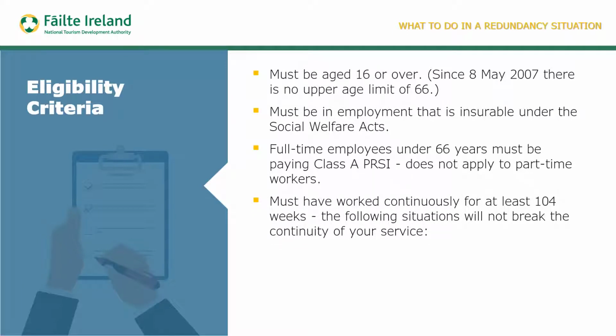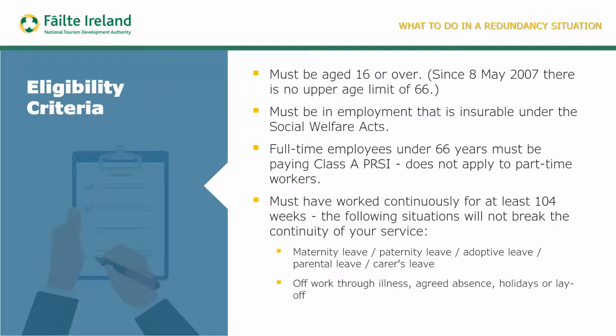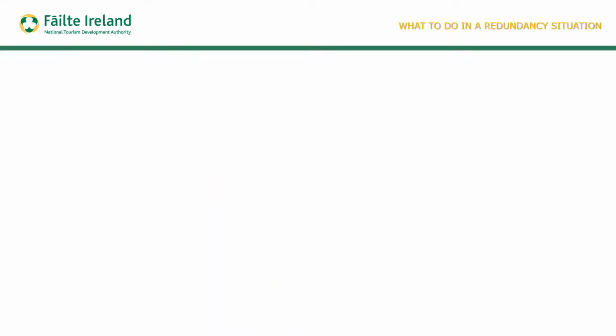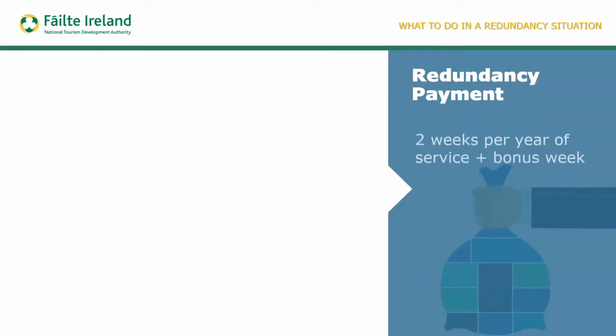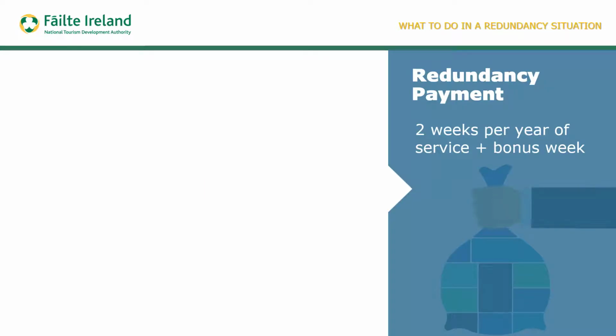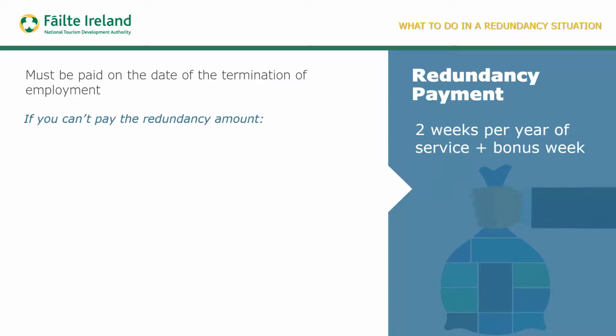And in deciding whether the employee has continuously worked for the 2 years, the following situations will not break continuity of service. So they include an employee who is on maternity leave, paternity leave, adoptive leave, parental leave or carers leave, or if they were off work due to illness, agreed absence, holidays or layoff. The payment the employees will receive from you in relation to redundancy payment is 2 weeks' wages per year of service and a bonus week. On the date of termination of employment, they receive this payment.